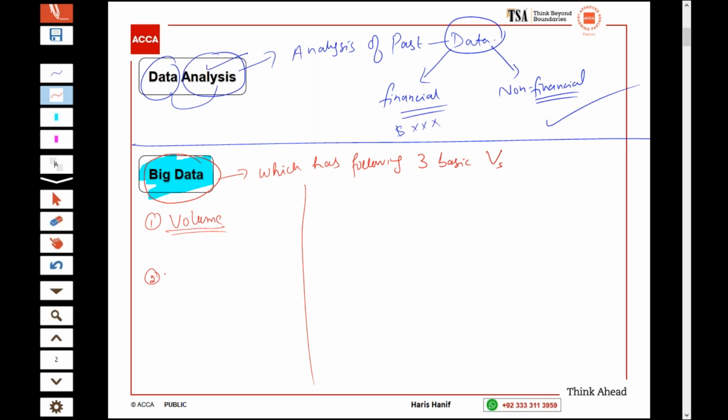Number two is the variety, and number three is the velocity. Now what is volume? Volume refers to the quantity of the data. I am giving you live, real-life examples, and you people are already aware of those organizations.